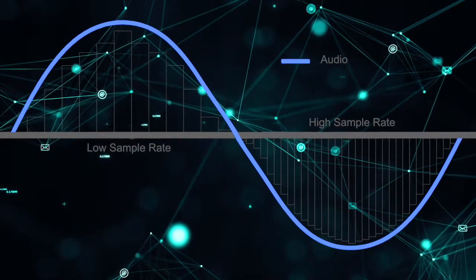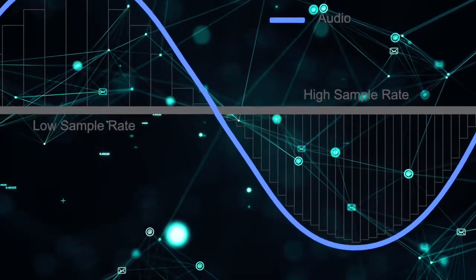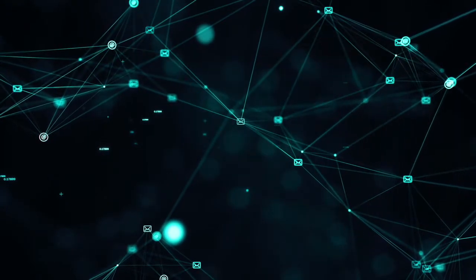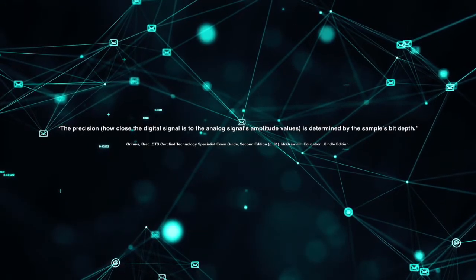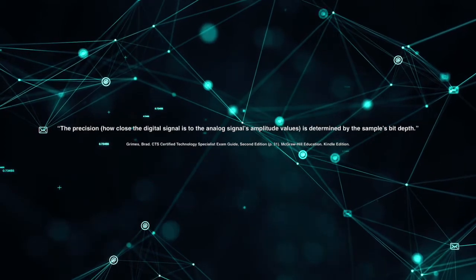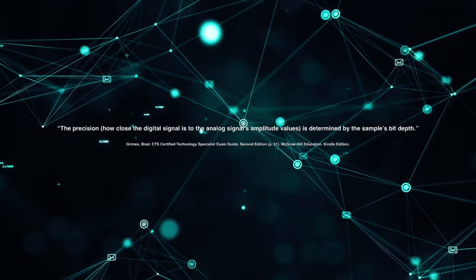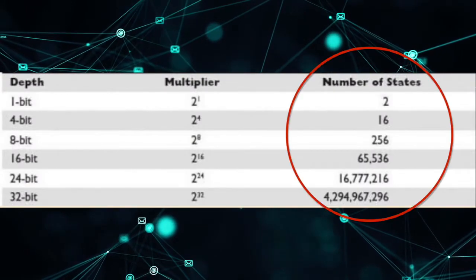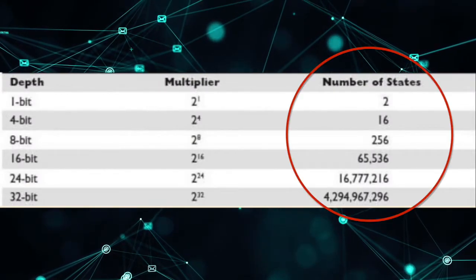Bit depth of a digital signal. The sampling rate determines the digital signal's accuracy, how closely it captures the frequency of the original signal. The precision, how close the digital signal is to the analog signal's amplitude values, is determined by the sample's bit depth. Bit depth is defined as the number of states you can have in which to describe the sampled voltage level.